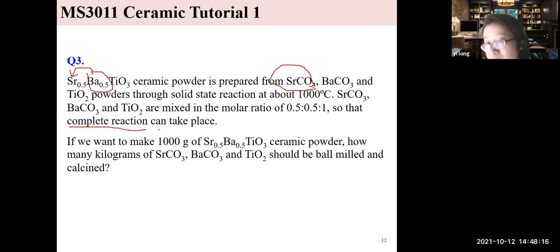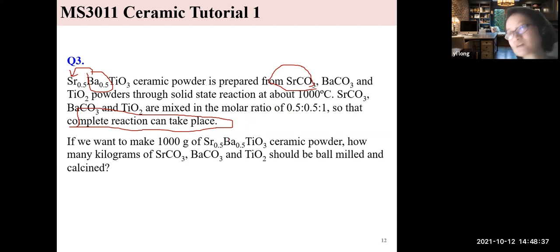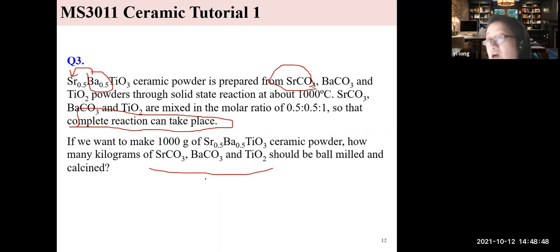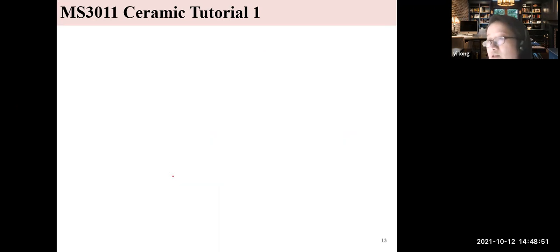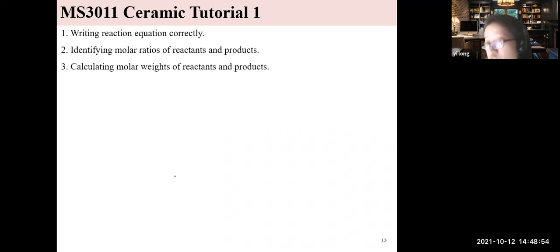Of course, we have to assume complete reaction can take place. So this is the very first step. Also, your industry supervisor or boss will never say, give me 1 mole. It's very weird. Most likely he will ask you, give me 10 gram, 100 gram, or 1,000 gram. So if we want to make 1,000 gram of strontium barium titanate, how many raw materials should we ball mill and sinter? Again, follow the steps: write the equation, molar ratio, and molar weight. This is an easy one.